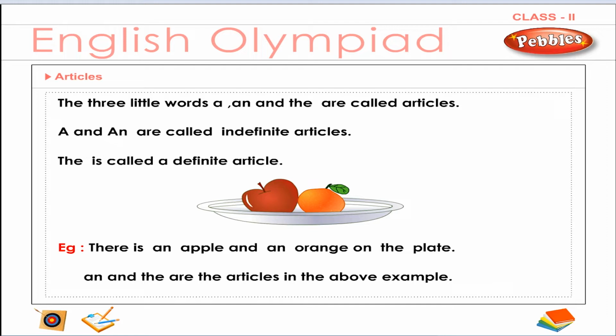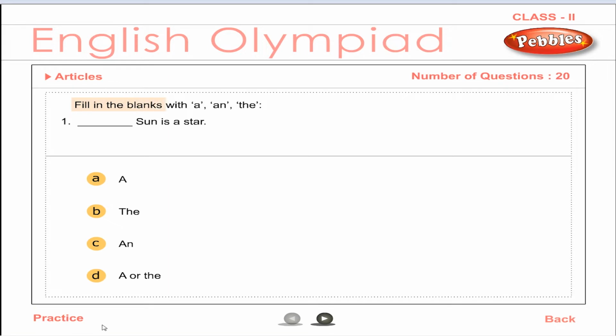Example, there is an apple and an orange on the plate. An and the are the articles in the above example. Fill in the blanks with a and the.